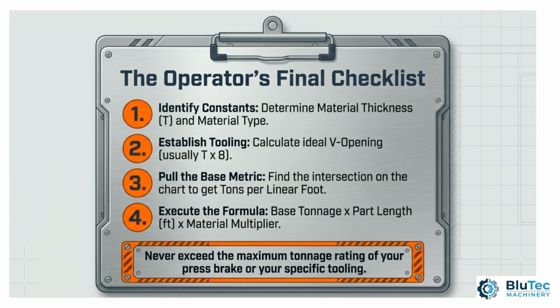And that's it. By determining your material thickness, selecting the optimal V opening, multiplying by your total bend length in feet, and adjusting for your material type, you can confidently calculate the exact press brake tonnage required for a successful and safe bend.